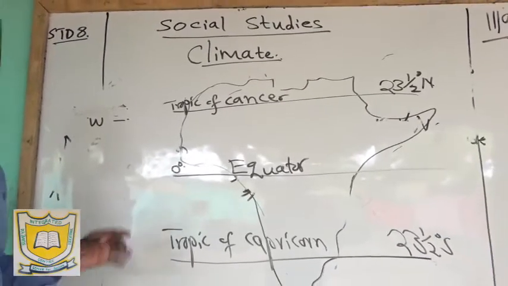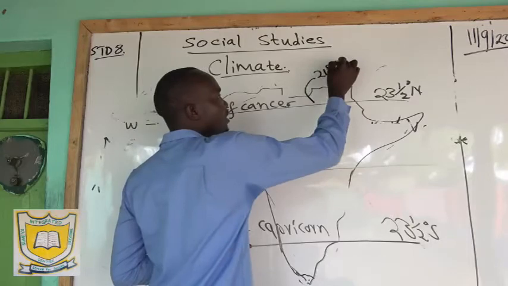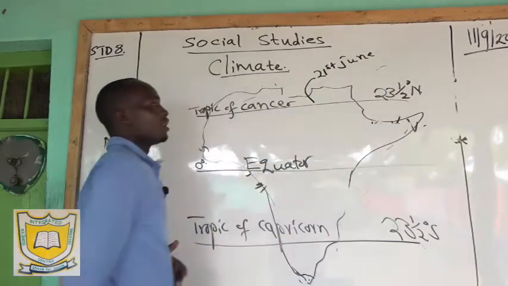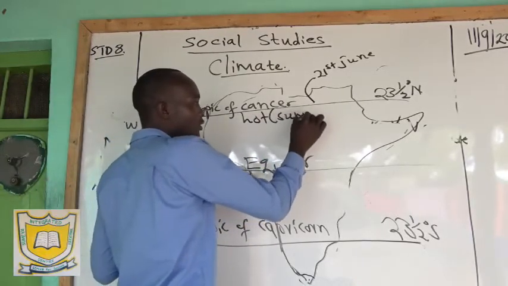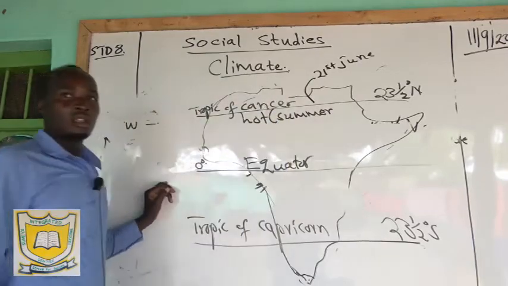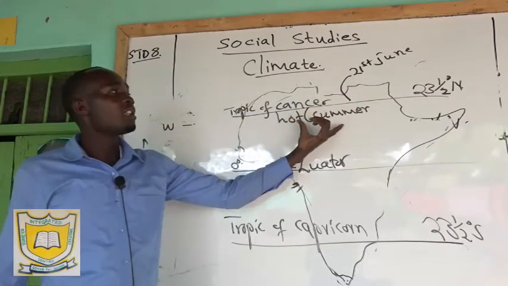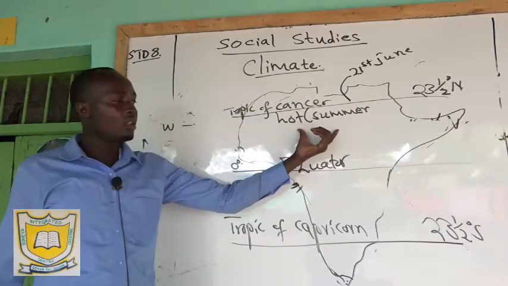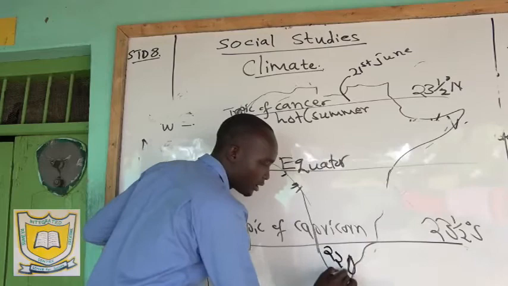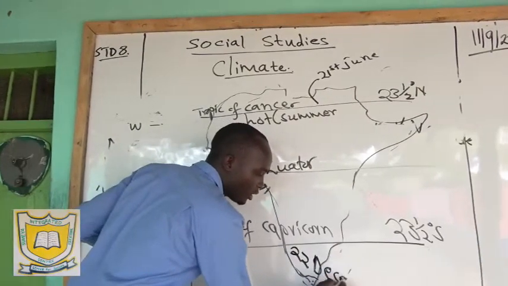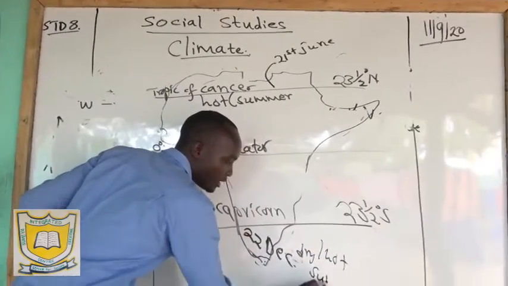We have said that on 21st June the sun is overhead here. So this region is experiencing the hot season, which we call summer. This is summer in this region, because it is near the tropics. So on 21st June, the sun is overhead, which means this area is very hot. Then when it comes to here, that is on 22nd December, the sun is overhead here, and the area is very hot. So it is also experiencing summer.